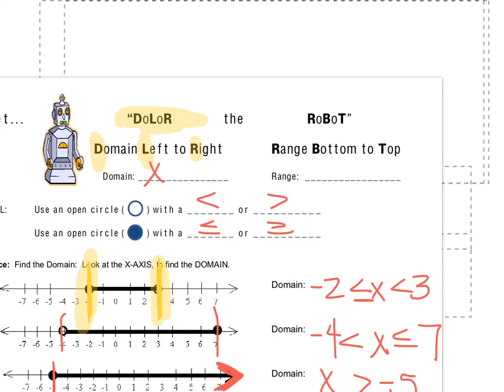So our range is the robot part here. Robot will help us remember our range, and our range goes from bottom to top. It's also important to remember that our range is our y's. So our domain, we read from left to right. Our range, we read from bottom to top.